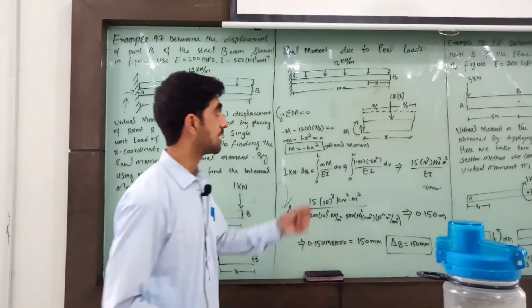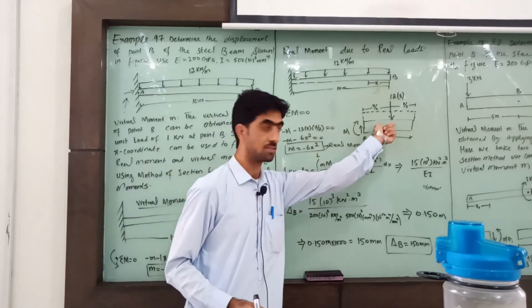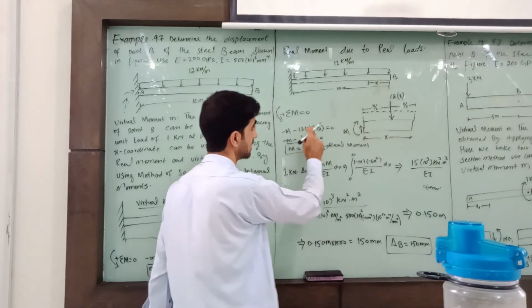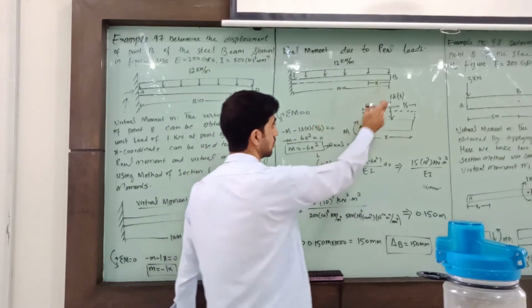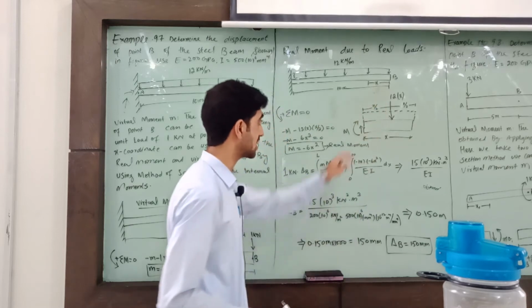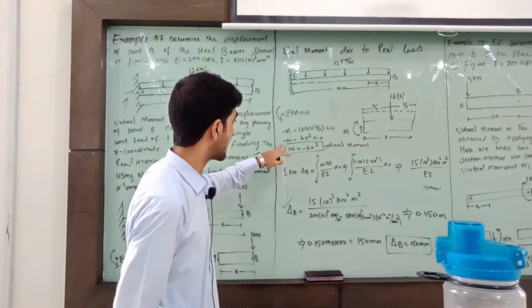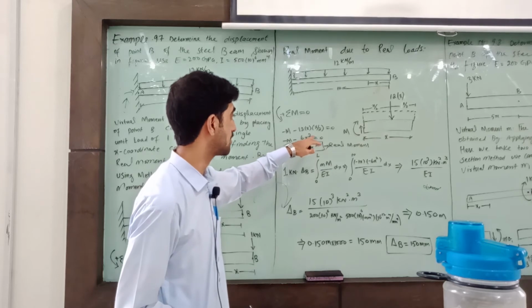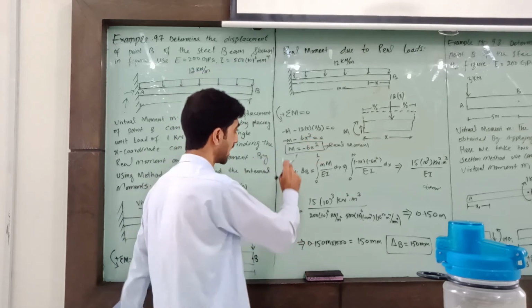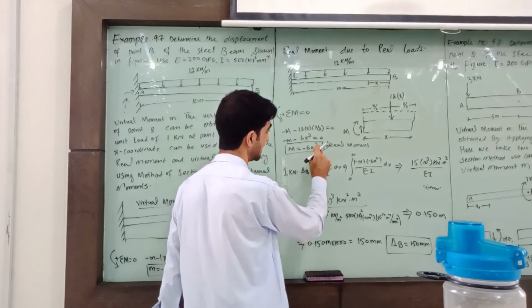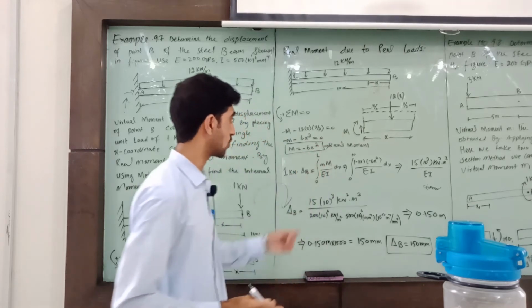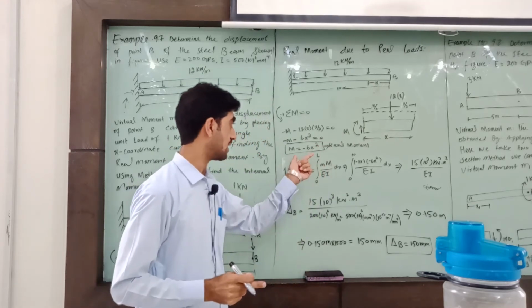The 12 load is applied on this section. Minus 12x, okay, x distance multiplied by x divided by 2, is equal to 0. So minus M minus 6x² is equal to 0. So capital M is equal to minus 6x². So this is the obtained answer.